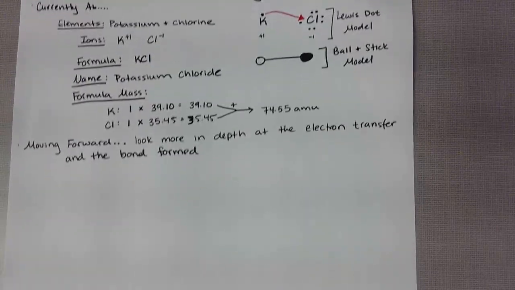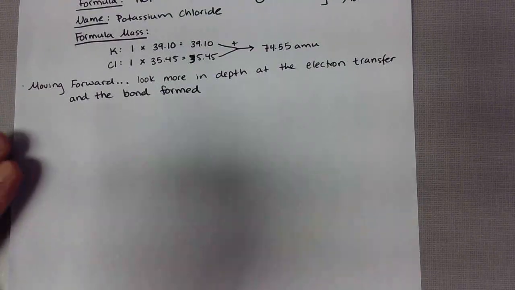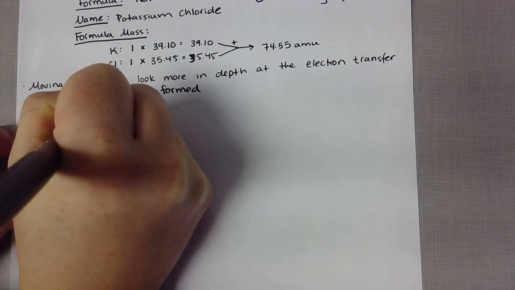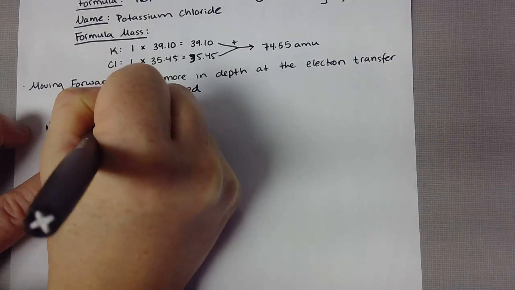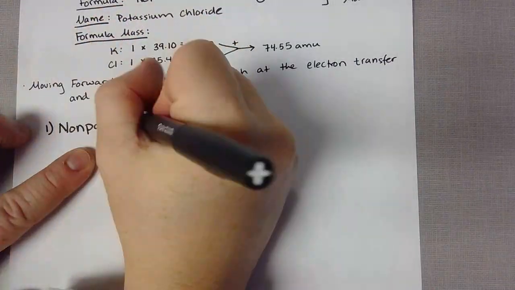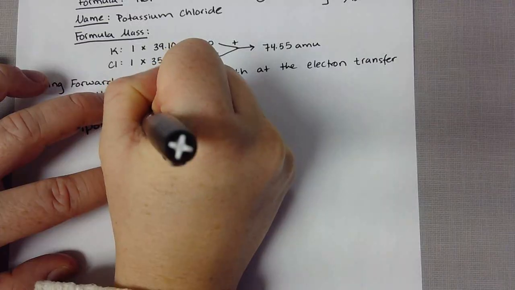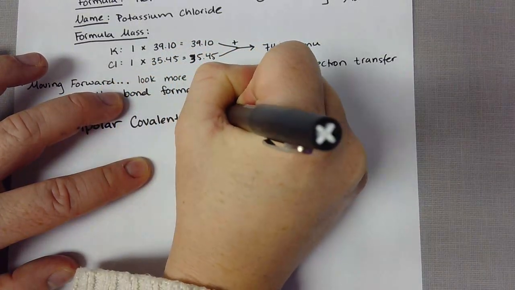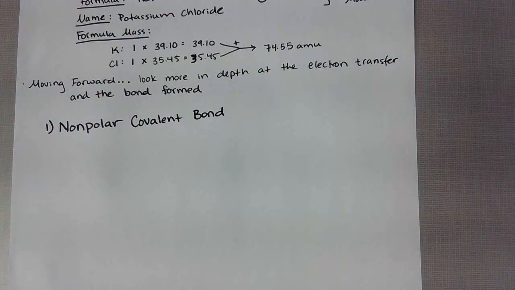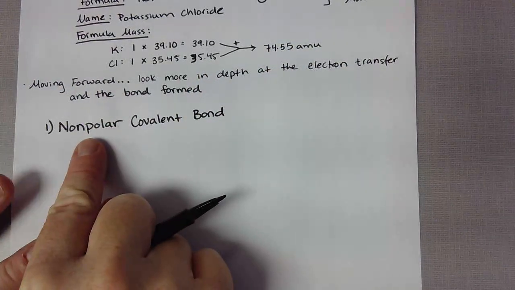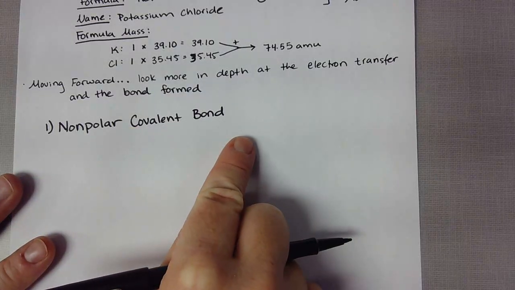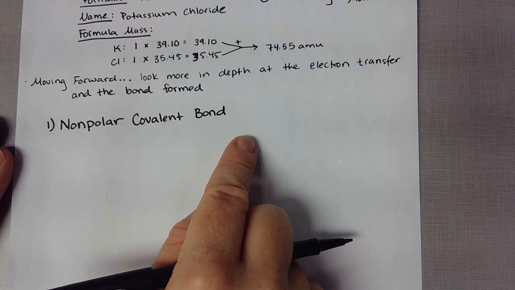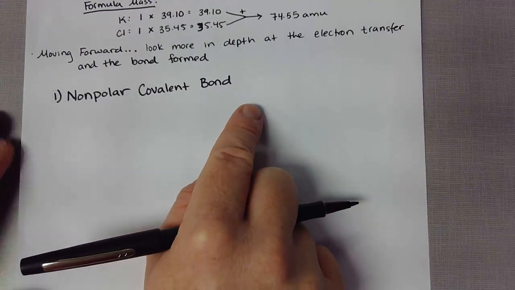So the first type of bond is called a nonpolar covalent bond. And you might be wondering why I wrote that a little bit bigger. So these 3 terms are descriptive. They can tell us almost everything we need to know about the bond without writing the whole big paragraph.